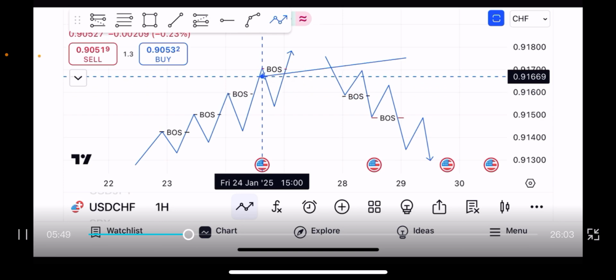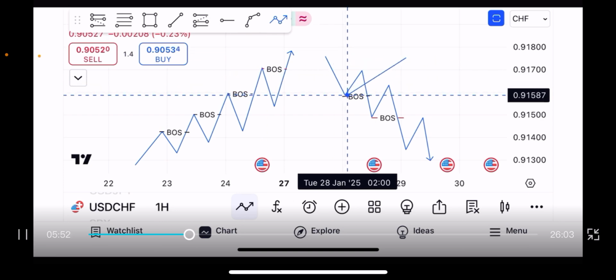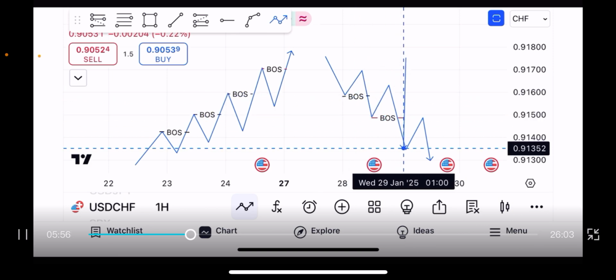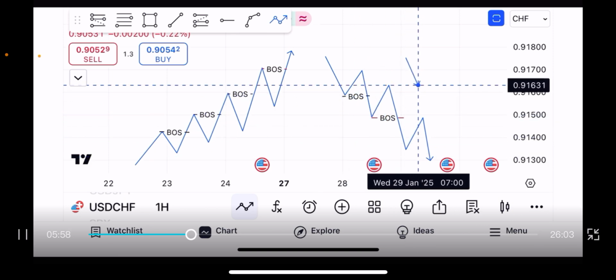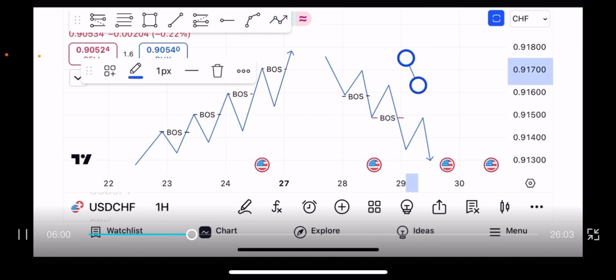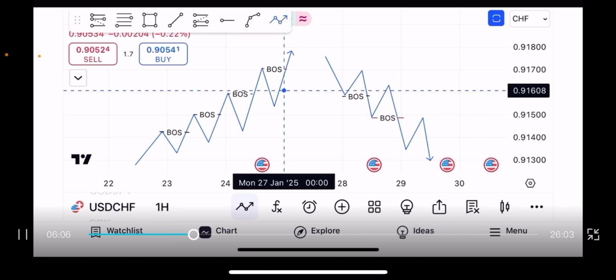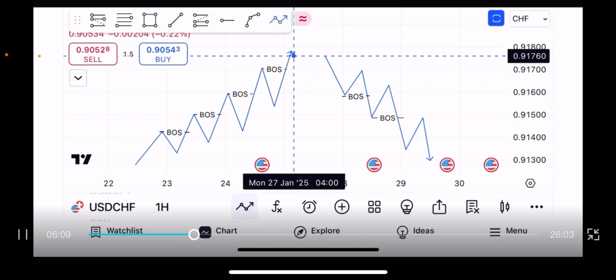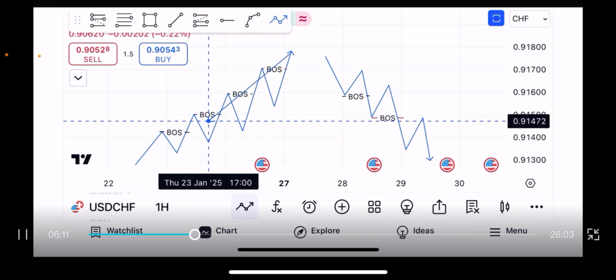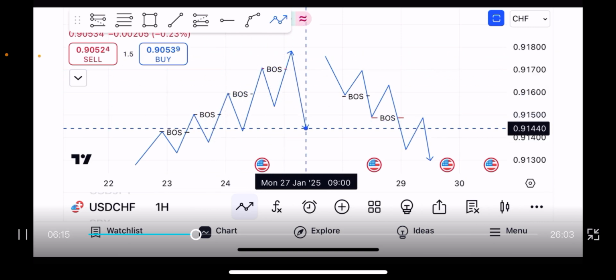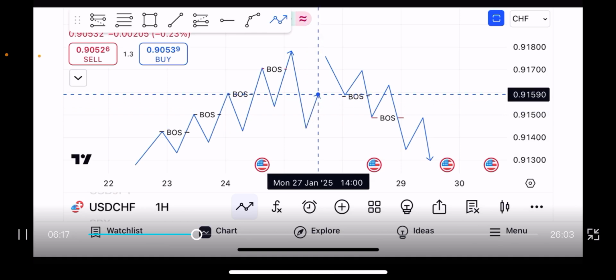You understand? And the same goes for the downtrend. This is a break of structure because it's breaking the low. Now that is the first shift in market structure. The second shift in market structure is reversal. BOS is mainly for continuation, while this change of character right here is for reversal.